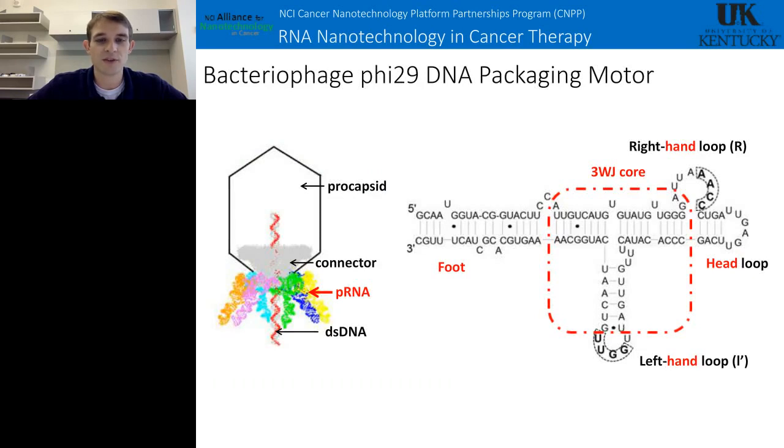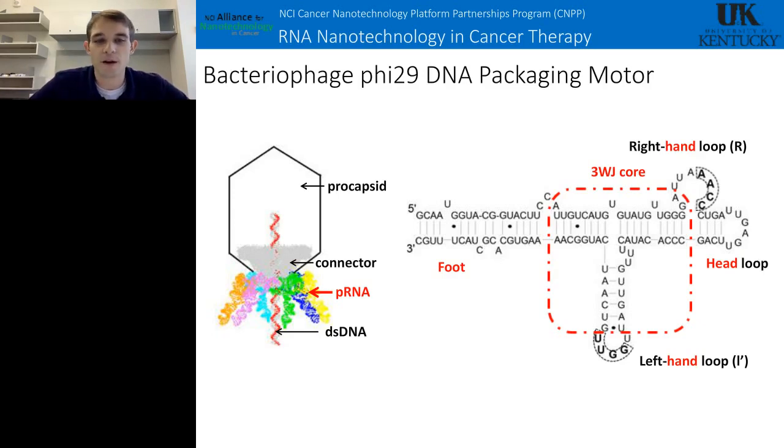This is the bacteriophage phi29 DNA packaging motor. You can see on the diagram on the left, the packaging motor is made up of a procapsid, which is a protein shell. It's made up also of a connector protein, which serves as the portal protein for the double-stranded DNA, the dsDNA, to go through. And then below, or connected to the connector protein, are the pRNA molecules, which actually help to gear the packaging of the DNA.